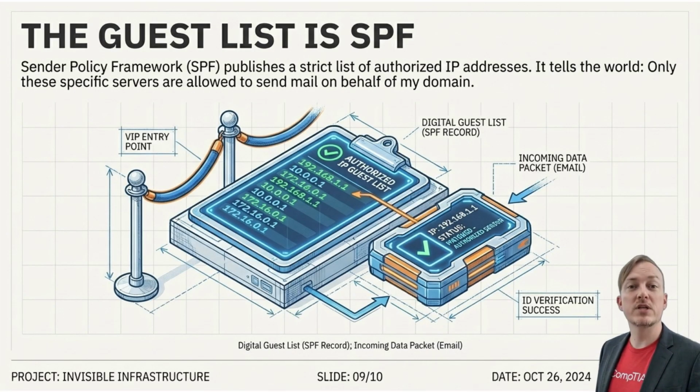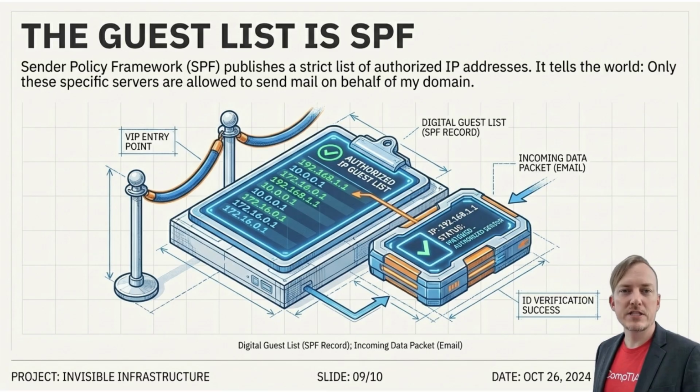The first bouncer checks the guest list, which is SPF, Sender Policy Framework. SPF publishes a strict list of authorized IP addresses. When an email arrives, it tells the receiving server, only these specific VIP IP addresses are allowed to send mail on behalf of my domain. If the sender's IP isn't on this list, they are an imposter.